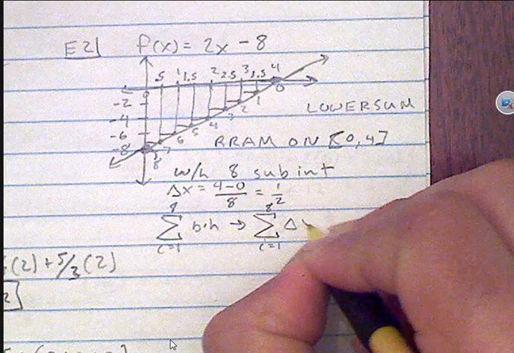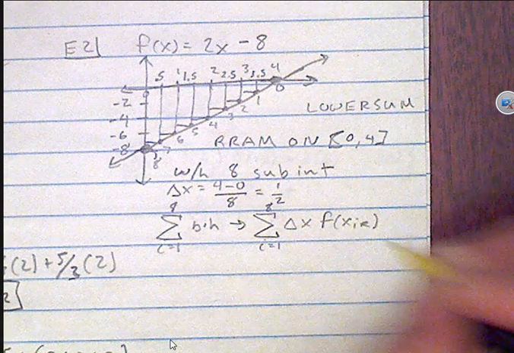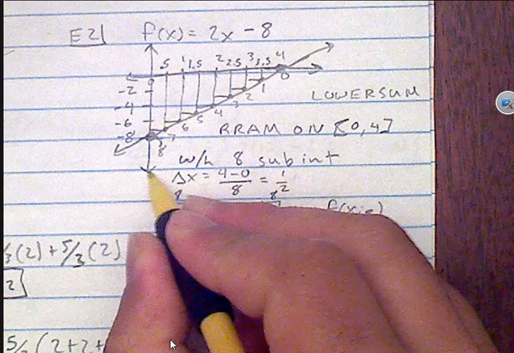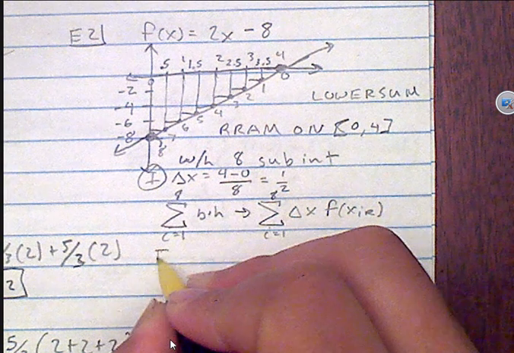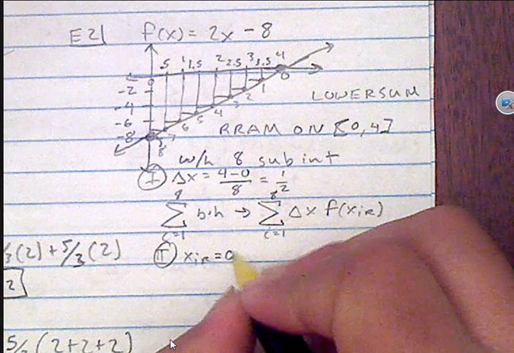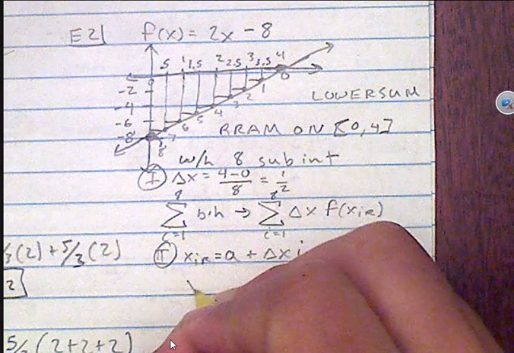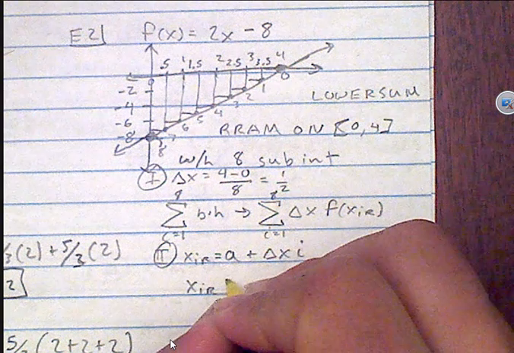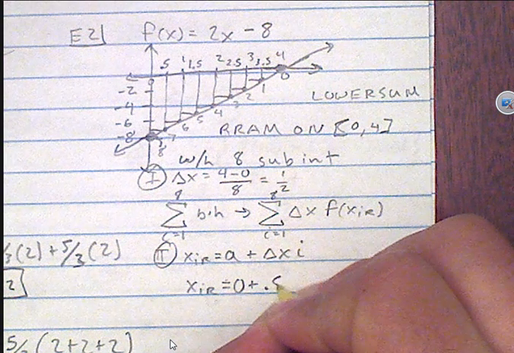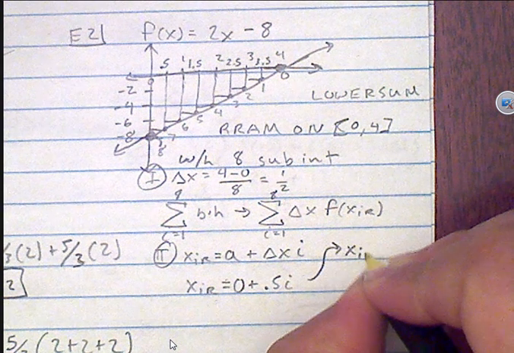Delta x, f of x of I, r. So let's find x of I, r. Alright, this was the first step. That's the most important thing. Second step, x of I, r. Alright, we should know that from our notes. A plus delta x i. So x of I, r is 0 plus 0.5i. So x of I, r equals 0.5i.